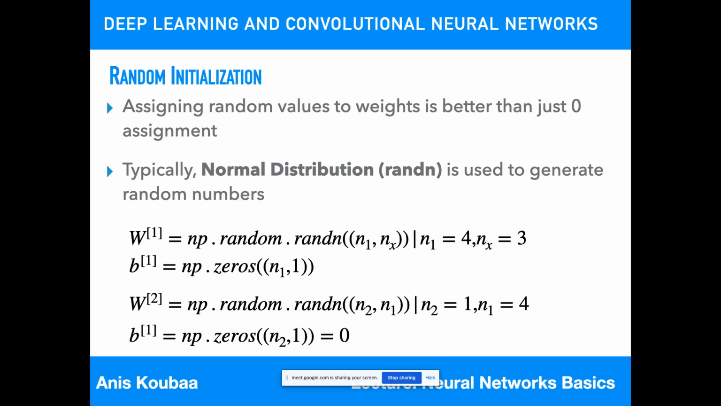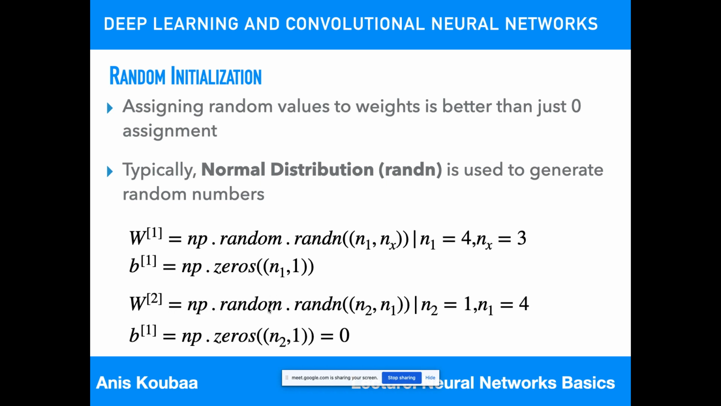So for example here, the right way to initialize W1 is np.random.randn, where n1 is the number of nodes in the first layer, and nx is the number of input features. In our case, n1 equals 4 and nx equals 3, so it will generate a 4 by 3 matrix with completely random values. And b1 is np.zeros of n1 by 1, because b is going to have 4 outputs, so it will be just one vector of size 4 by 1.